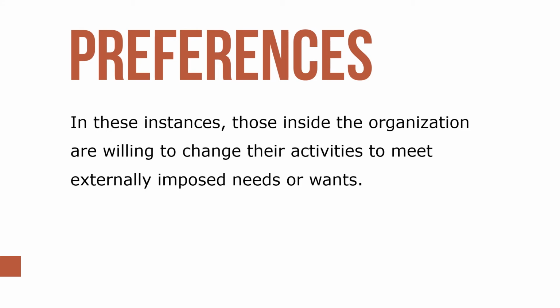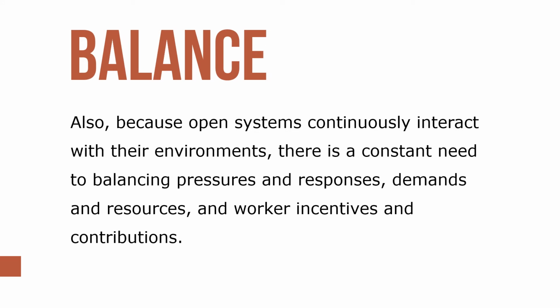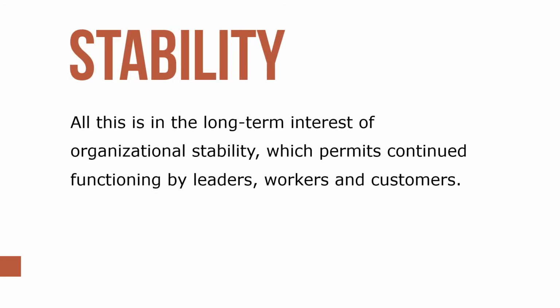For example, a private firm will alter its marketing priorities in response to changing consumer preferences. In these instances, those inside the organization are willing to change their activities to meet externally imposed needs or wants. Also, because open systems continually interact with their environments, there's a constant need to balance pressures and responses, demands and resources, and worker incentives and contributions. All of this serves the long term interest of organizational stability, which permits continued functioning by leaders, workers, and customers.